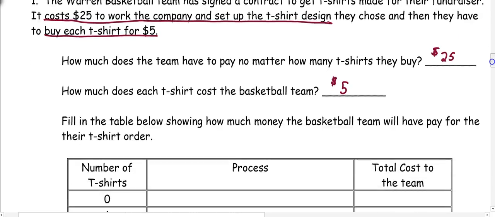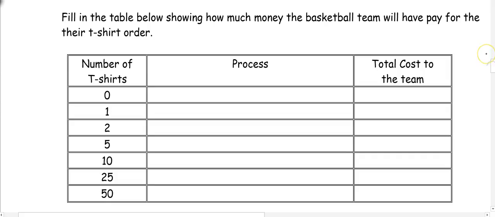So let's use a numeric representation to fill in the table for how much they will pay for shirts. So if they order 0 shirts, 5 times 0 plus 25 is $25. 5 times 1 plus 25. 5 times 1 is 5 plus 25 would cost $30. If they order 2 shirts, 5 times 2 plus 25. 5 times 2 is 10, plus 25 would get us $35.